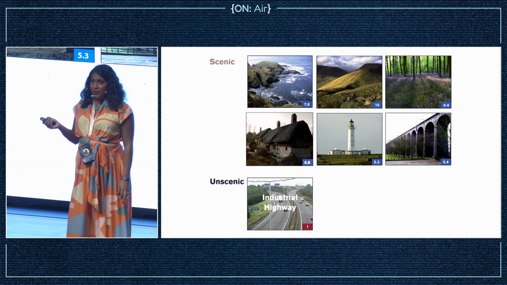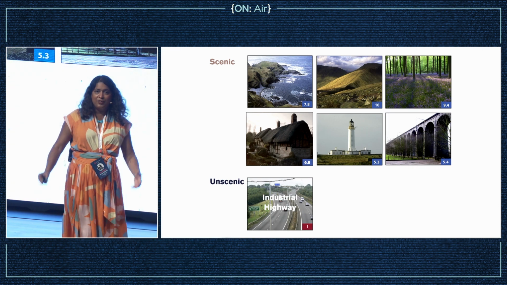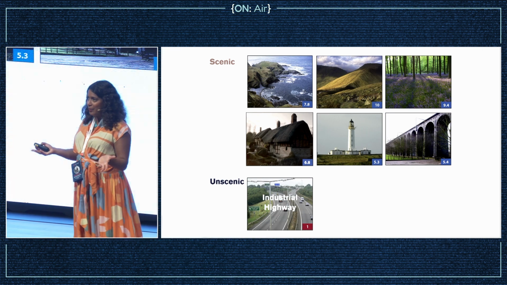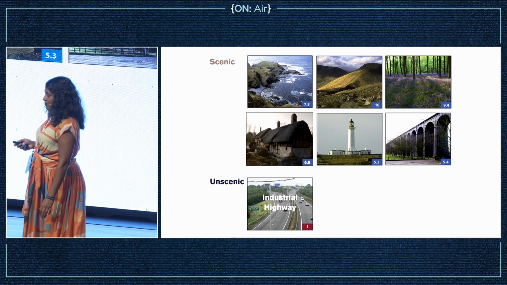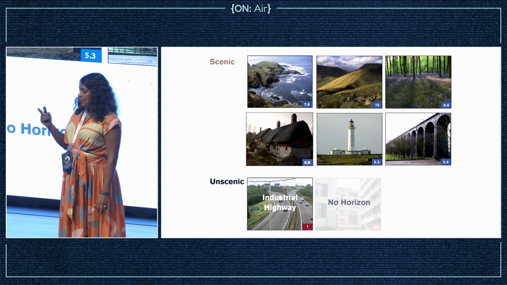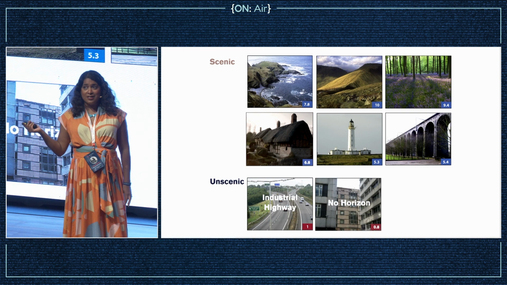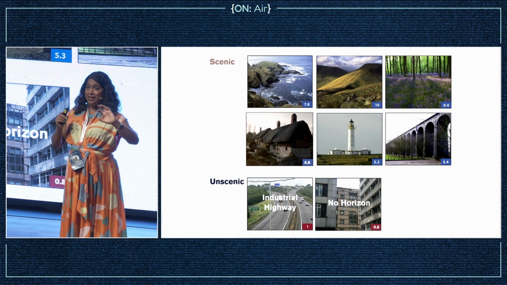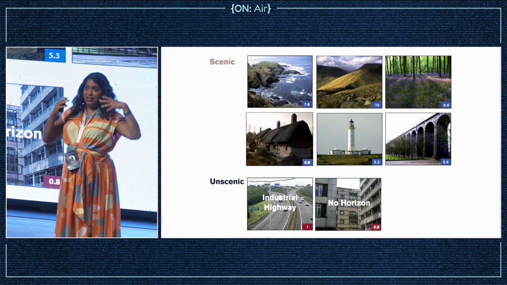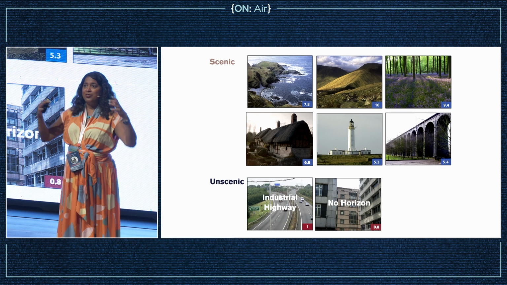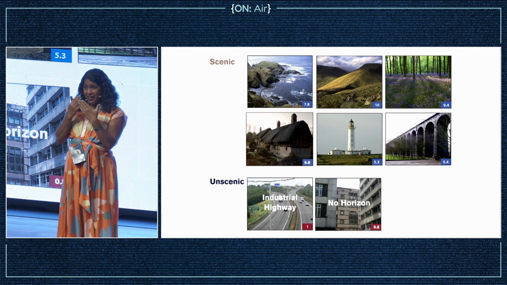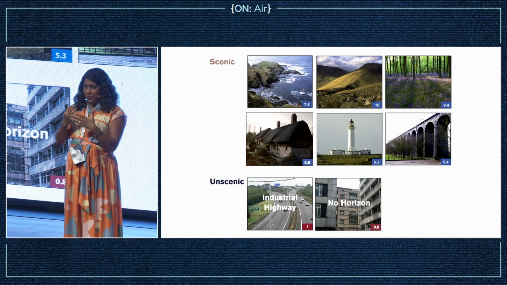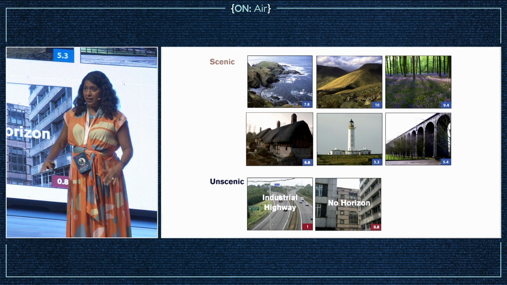And then when we look at what's not scenic, not surprisingly, of course, we see industrial scenes and highways as being not so scenic. But very interesting, we get the no horizon. So that is in line with Appleton's theory: when you look into the faraway horizon, you find the scene beautiful. But if you can't, because something is blocking the view, you also find the whole scene to be not so beautiful.